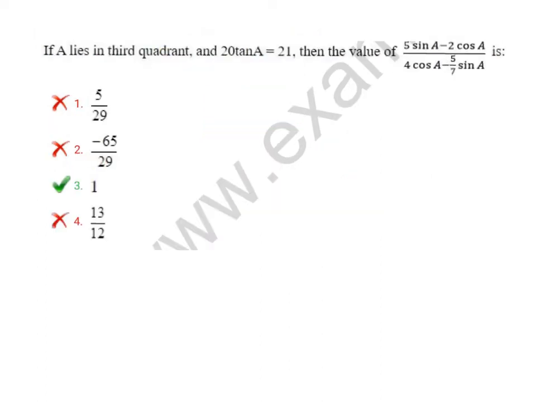If A lies in the third quadrant and 20 tan A is equal to 21, then the value of the sin and cos expression is asked. See, in the third quadrant, we know 'All Silver Tea Cups': only tan and cot will be plus and the remaining are minus. Anyway, if sin is minus and cos is minus, you can simply cancel out the minus. So without the minus also, if you substitute, you will get it correctly. So tan A is nothing but sin A by cos A. Anyway, the given expression is a homogeneous expression. You can directly substitute 21 and 20.